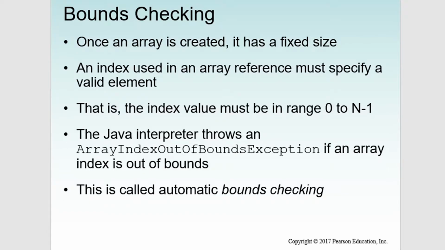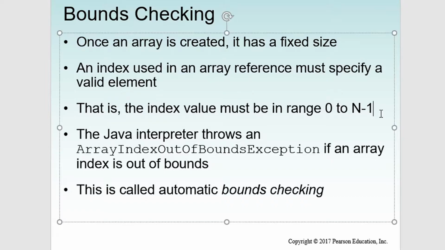Bounds checking. Once an array is created, it has a fixed size. An index used in an array reference must specify a valid element. That is, an index value must be in the range of 0 through n-1. N is the size of the array. So if you declare an array that could hold 10 values, the highest value would be 9. So we just take the size minus 1, and that would be the highest index.